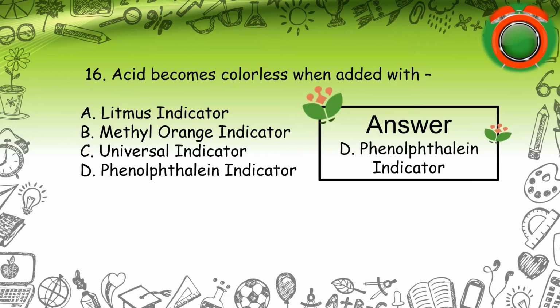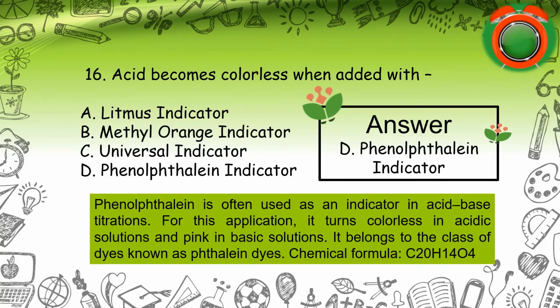The correct answer is D. Phenolphthalein indicator. Phenolphthalein is used as an indicator in acid-base titrations. For this application, it turns colorless in acidic solutions and pink in basic solutions. It belongs to the class of dyes known as phthalate dyes.